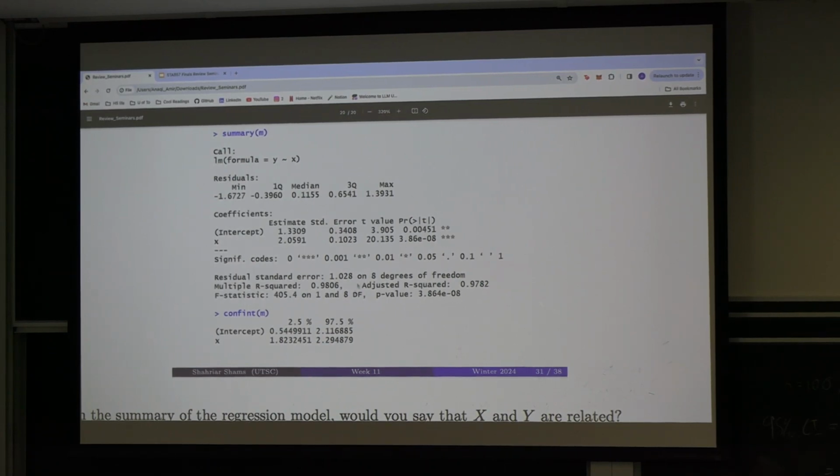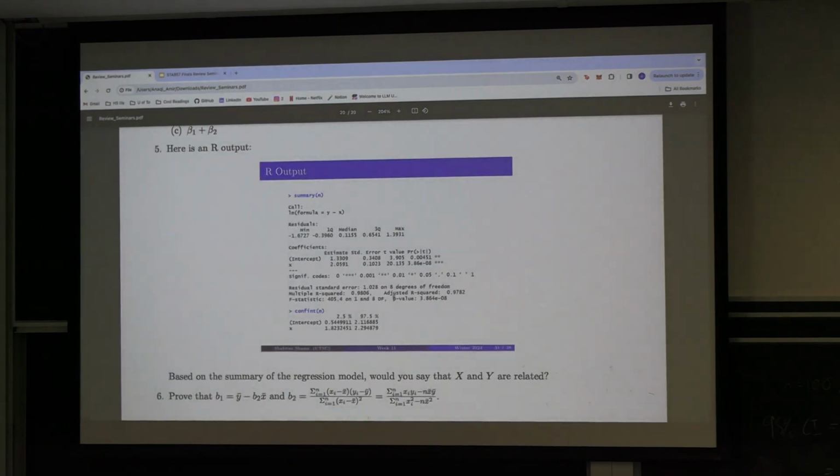That's the p-value. So be sure to brush up on how to read the R table, because that's the easiest way to get your test statistics, your b value, or the standard error.